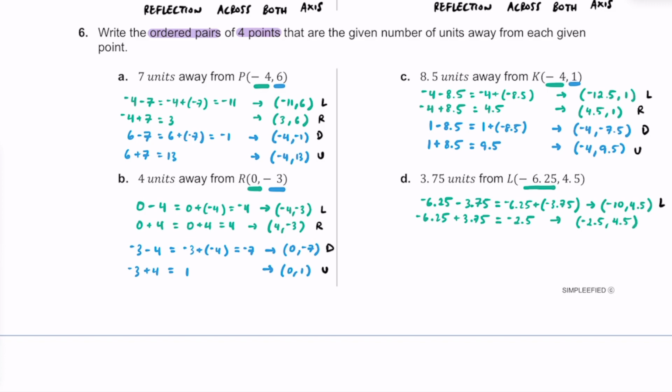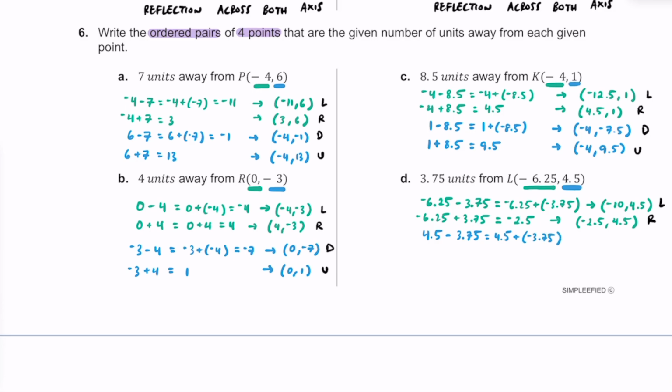So this one was to the left and this one was to the right. All right, let's move on and figure out the point that's going to be below and above. So if we're starting at 4.5 here, let's take that y coordinate of 4.5. Let's go down first. Let's take away 3.75 and go below it. If we do that, that's going to be 4.5 plus a negative 3.75.